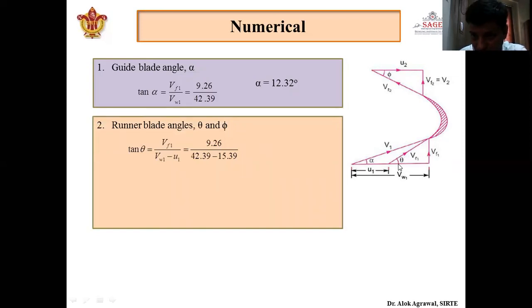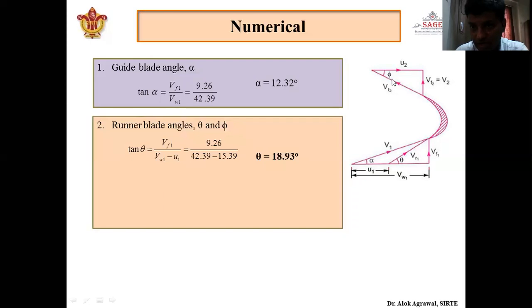Tan theta is perpendicular upon base. Perpendicular is VF1. Base is total VW1 minus U1. All the things we have calculated, VF1, VW1 and U1. Substituting all the values we get theta is equal to 18.93 degree. Now to calculate phi, we have to talk for this outlet velocity triangle.